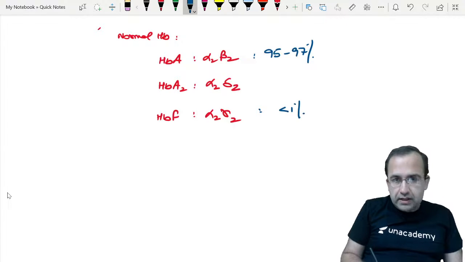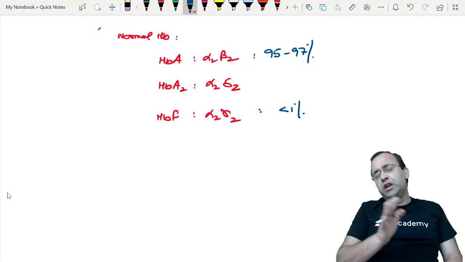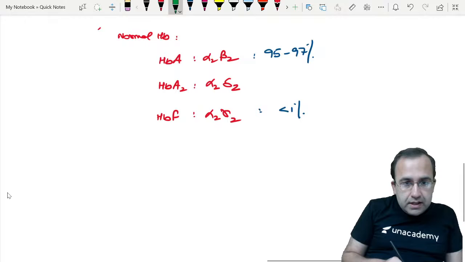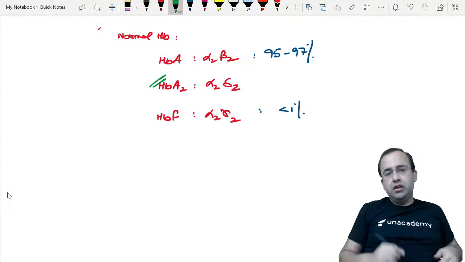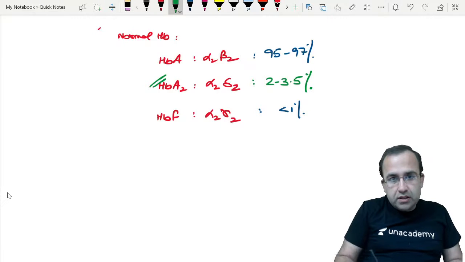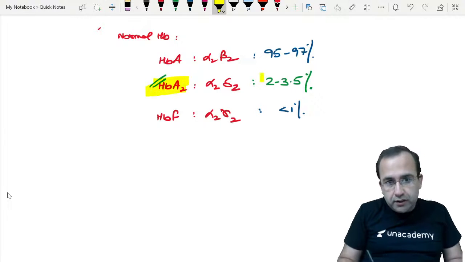HbF is less than 1%. 0 to 1, 0 to 2, less than 1, less than 2, I am okay with it. Mean is HbA2. We cannot change it. Normal HbA2 is 2 to 3.5%. This is fixed, which you cannot change.